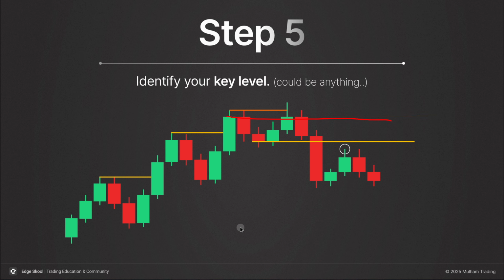So if you have supply and demand, you could have an order block. You know, it's your preference, because trading is all about probability. Sometimes price will reach this level, other times it's going to reach here, other times here. So use your own key level and trust the probabilities. We mark this key level, and that is our step 5.